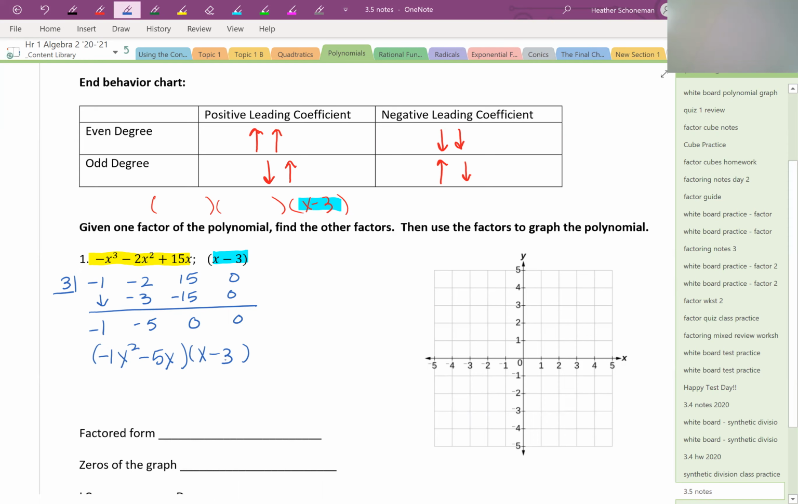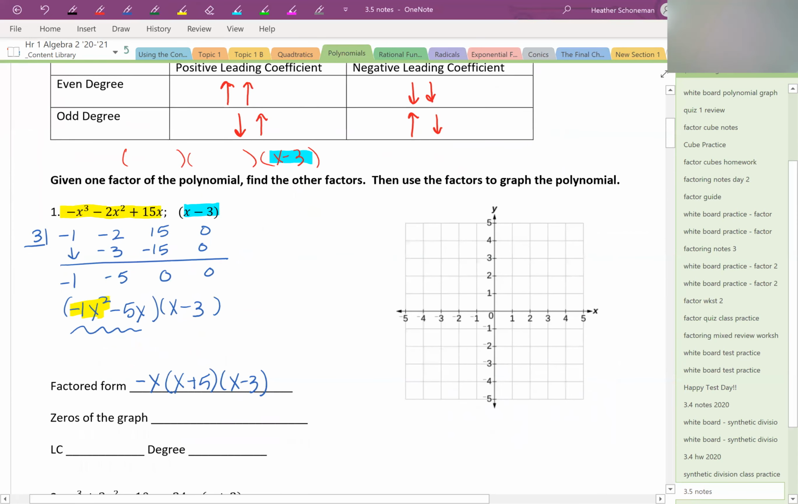Okay, well, it still can be factored more because this polynomial right here has a greatest common factor that I can factor out before it's completely factored. And that greatest common factor is not just x, but -x, because remember when we factor, we want the leading coefficient to be positive, and right now it's negative, so we have to take out a -x. So when I take out a -x, -1x squared divided by -x is just positive x, and -5x divided by -x is positive 5, and then I have x minus 3.